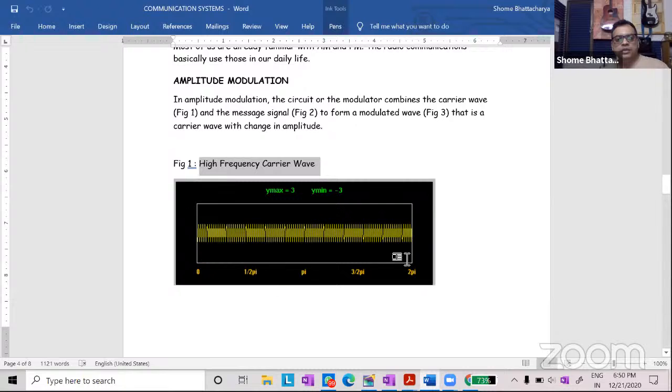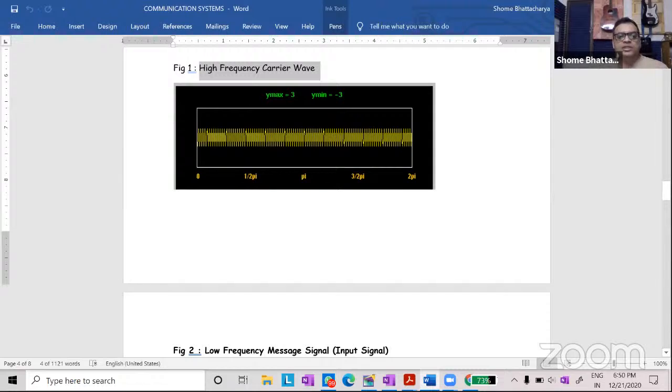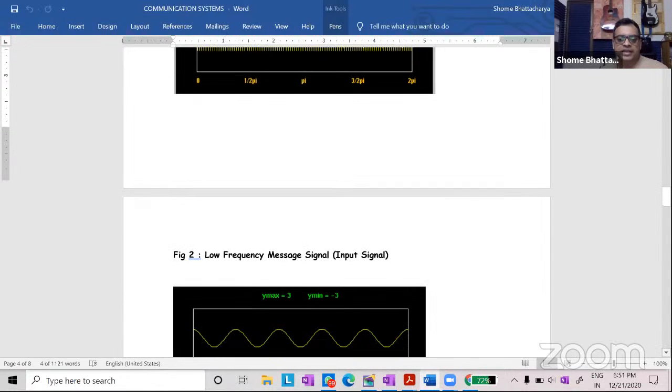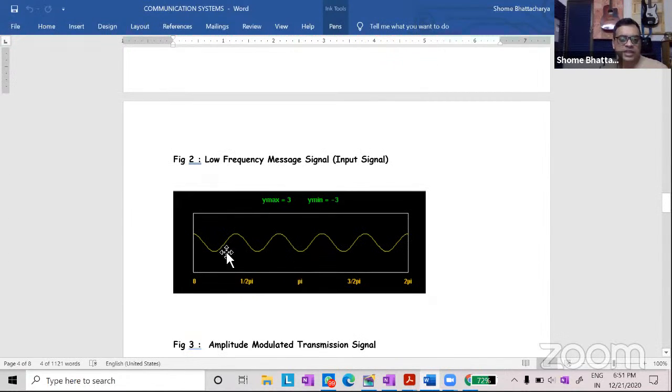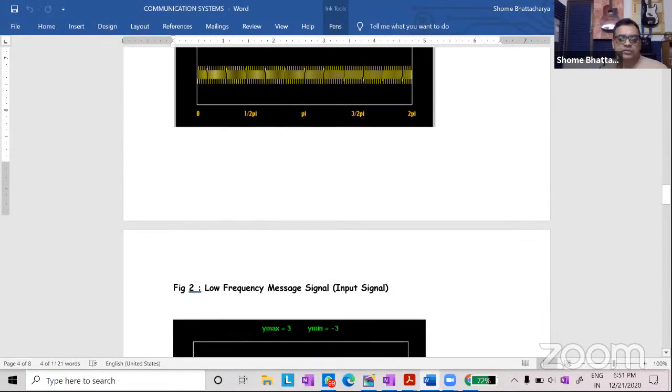Now let's say the input signal is the signal coming from a simple sine wave generator. It is not really the signal coming from a microphone, which has a complex combination of frequencies. But let's simplify things and say that the input message is simply the signal coming from a simple sine wave oscillator. It's a sine wave of much lower frequency, as you can see. It has a larger time period compared to the carrier wave, and therefore a much lower frequency.